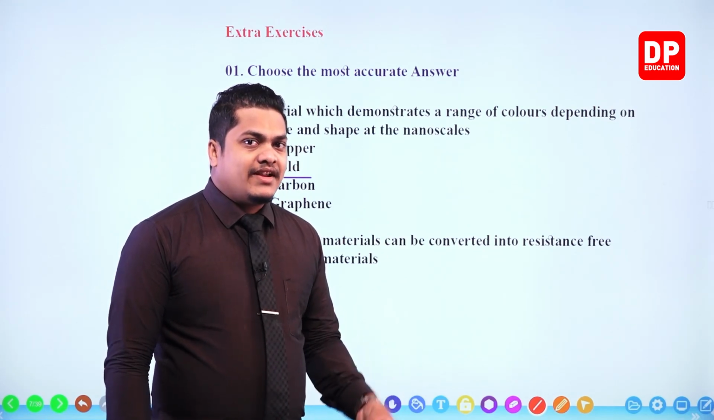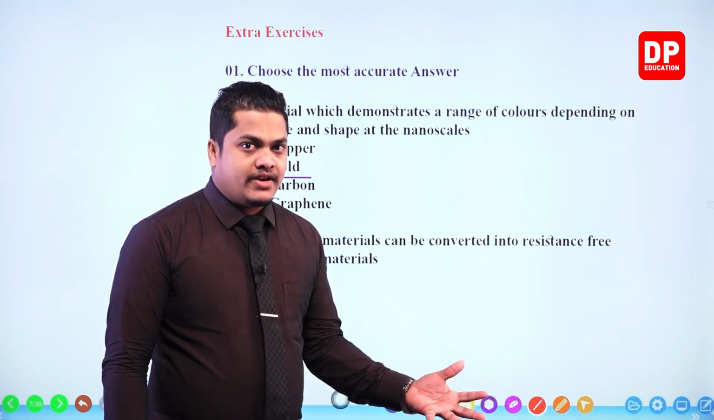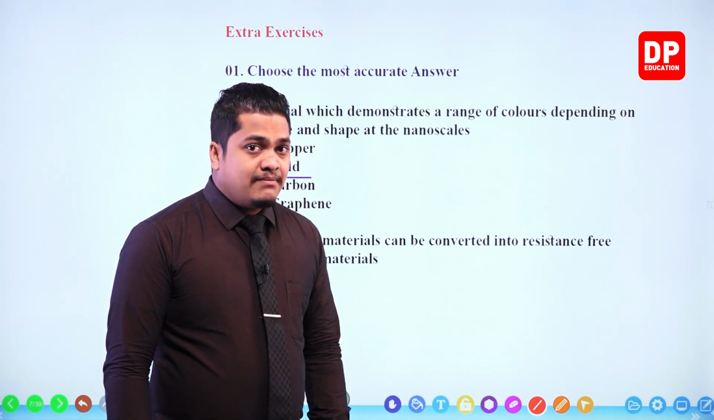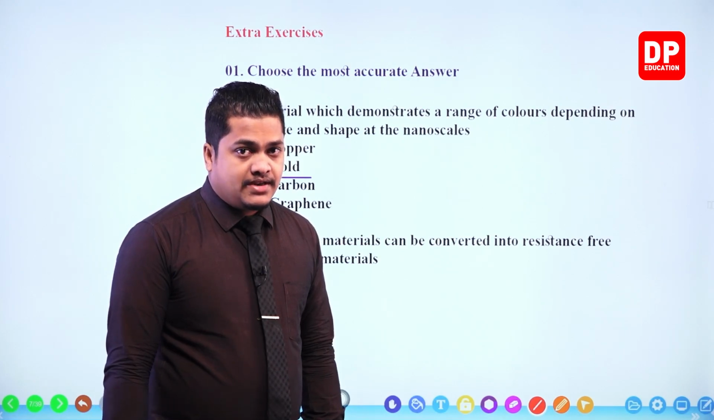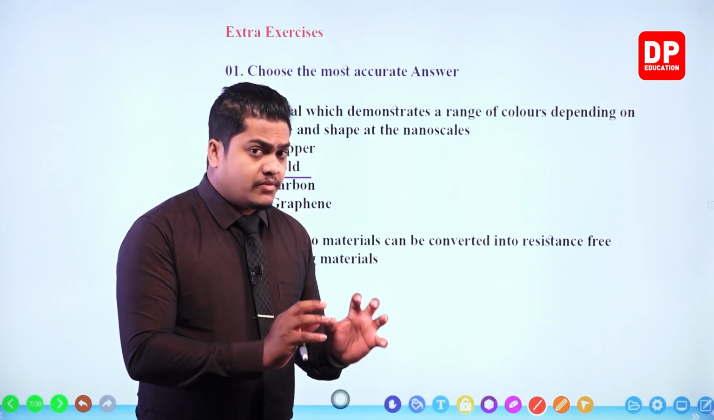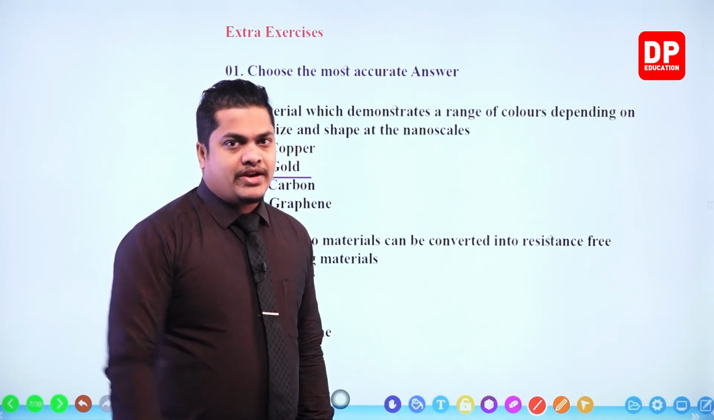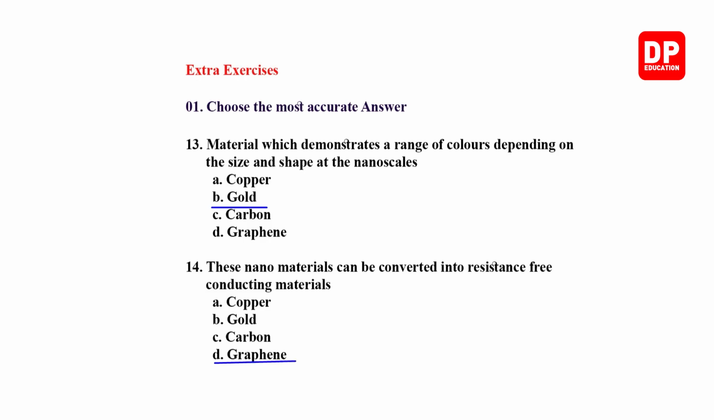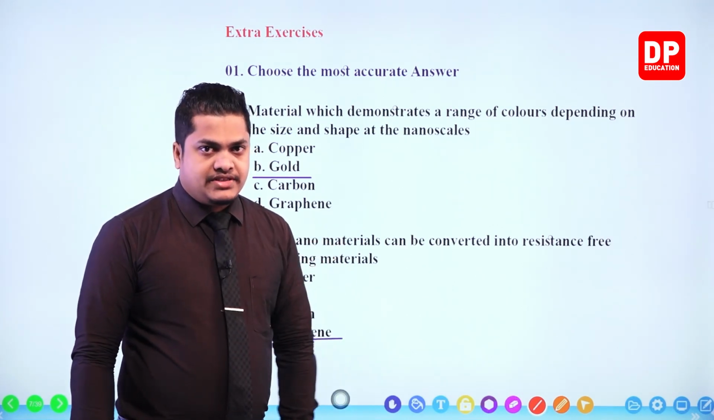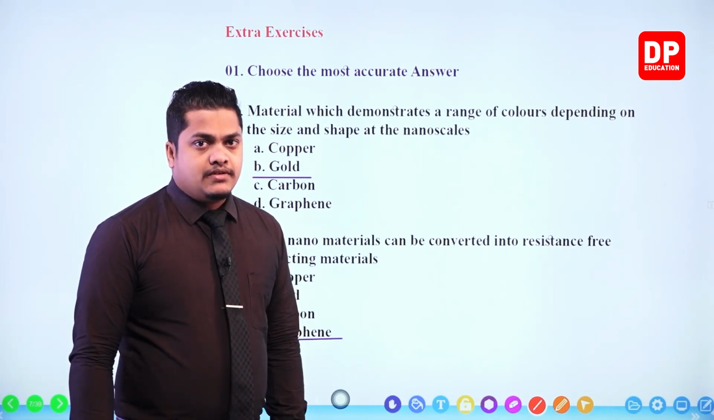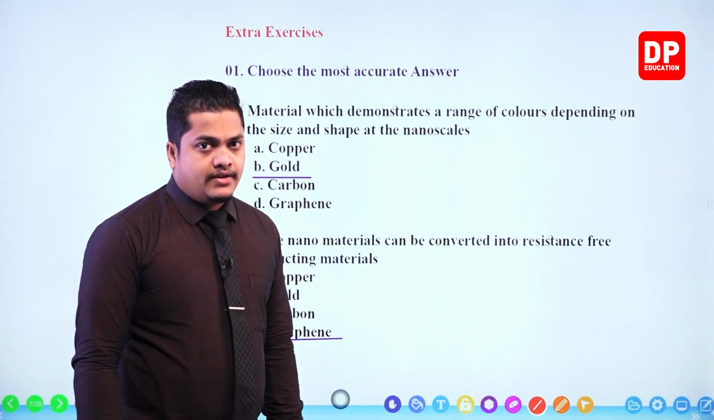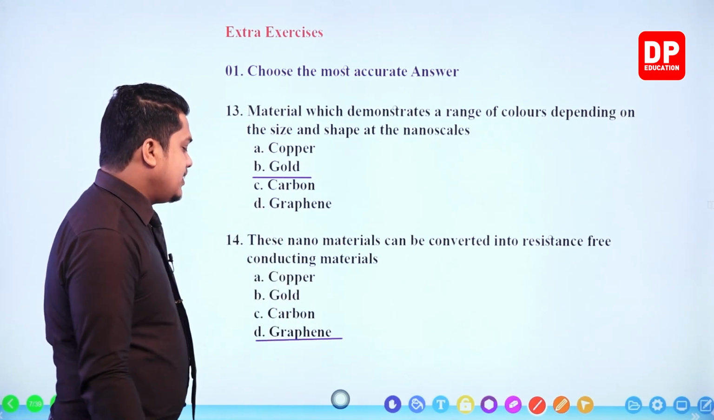In carbon also, graphite is the one which is conducting electricity. Carbon rods means graphite rods. So over there we use graphite as the substance to conduct electricity. So graphene can be converted into a resistance-free conducting material, right? So carbon is correct for this question. But however, you have to choose the most accurate answer. So our most accurate answer should be graphene, because graphite is the form of carbon that can conduct electricity. Within graphite, we can observe graphene. Graphene is the one that can be converted into a resistance-free conducting material when you go for the nanoscale, okay? So our correct answer should be graphene.